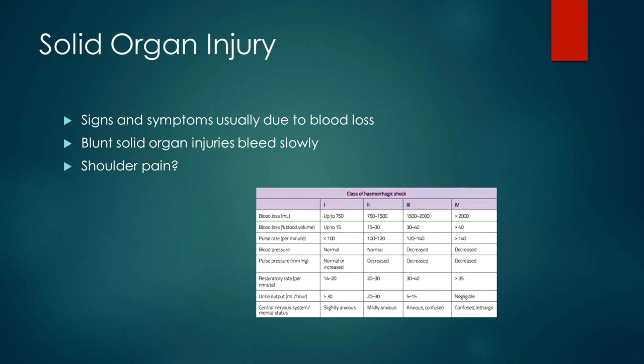Here's that chart of classes of hemorrhagic shock again. Again, not clinically useful, but it is testable material, so look over that and know it a little bit. Young patients can lose a significant amount of blood, 50 to 60% of their blood volume, and remain fairly asymptomatic. Hypotension may not occur until a 30 to 40% decrease in volume.